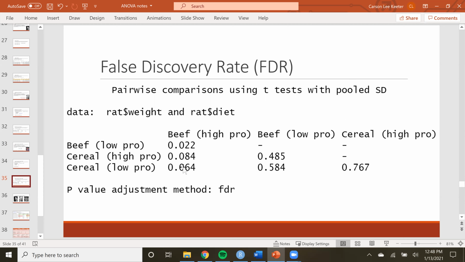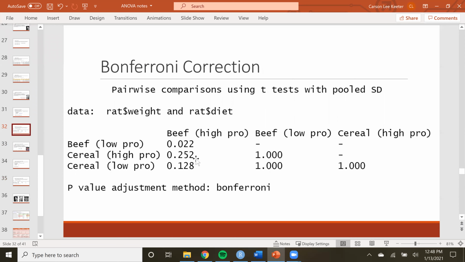But we can see that false discovery rate, this version of a pairwise comparison test, is giving a little bit more credit to the fact that these diets may be totally different, statistically significantly different. Not as much credit as Bonferroni gave. Again, we're all still agreeing. Every single one of these tests agrees that these two groups are different, but then they disagree on everything else, which is kind of crazy.